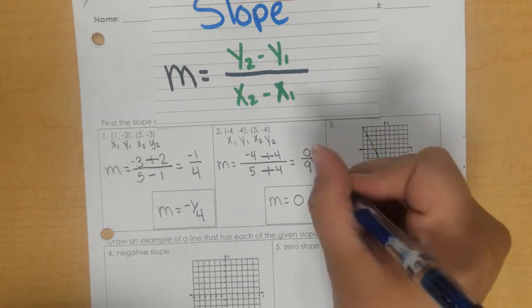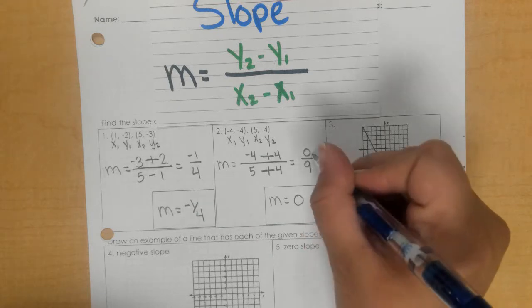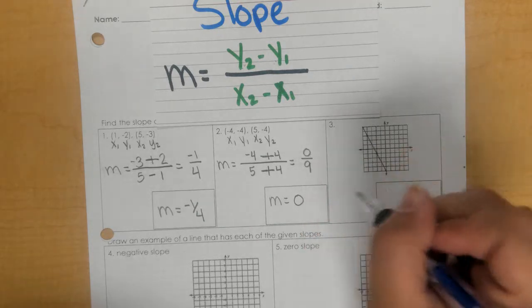Okay. If 0 was on the bottom, it would have been undefined. But 0 is in the numerator, or the top, so it's just 0.